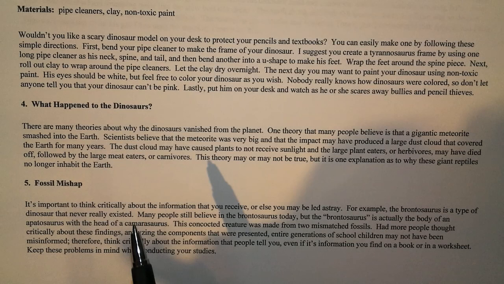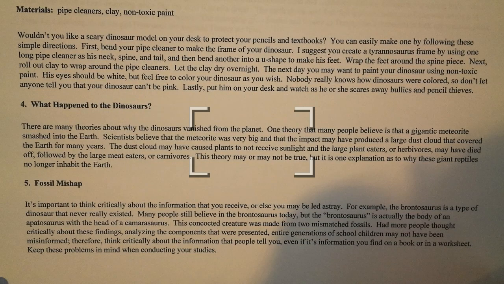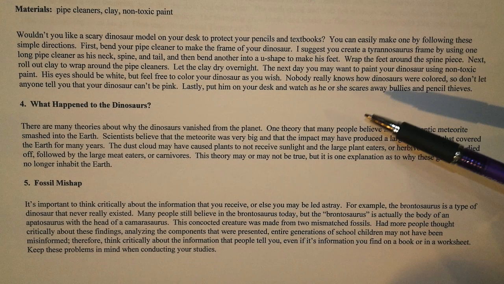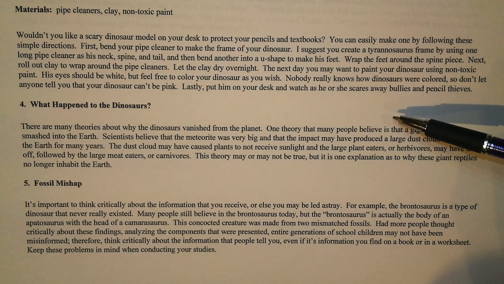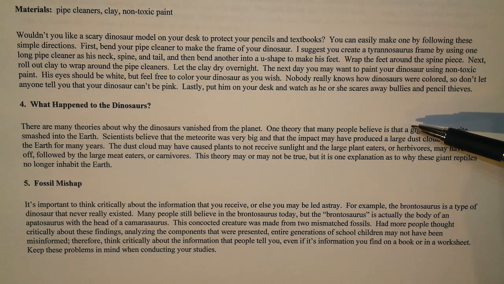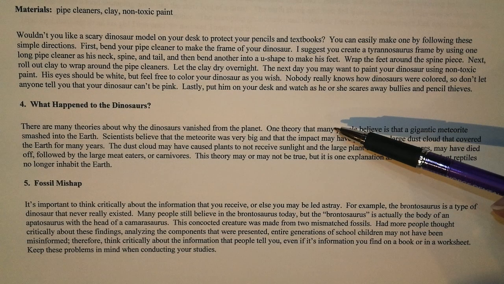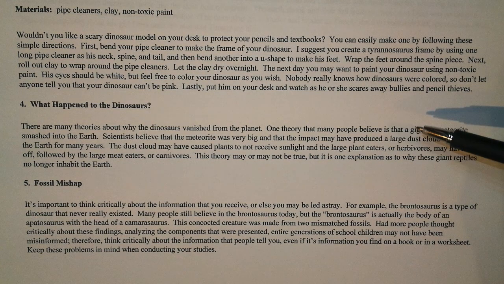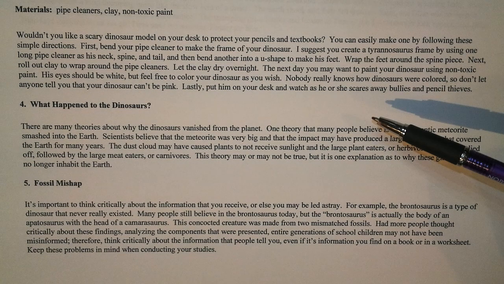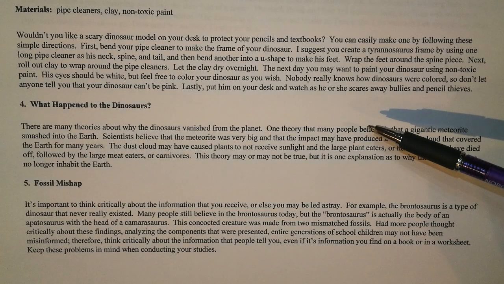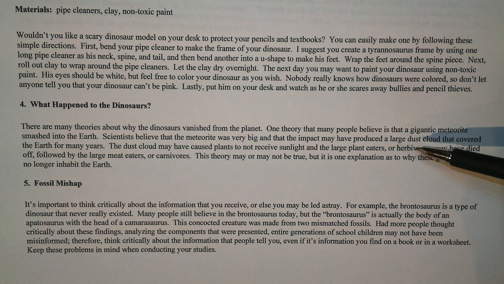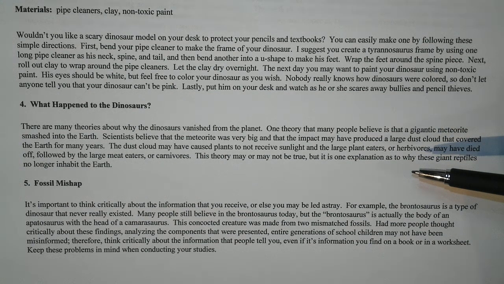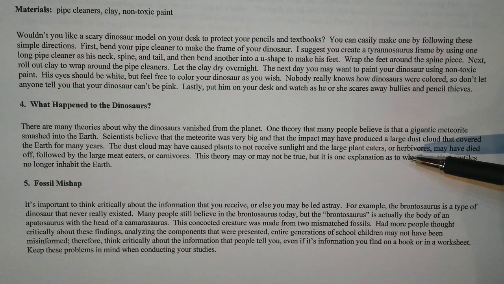There are many theories about why the dinosaurs vanished from the planet. One theory that many people believe is that a gigantic meteorite smashed into the Earth. Scientists believe that the meteorite was very big and that the impact may have produced a large dust cloud that covered the Earth for many years. The dust cloud may have caused plants not to receive sunlight, and large plant eaters or herbivores may have died off, followed by the large meat eaters or carnivores. This theory may or may not be true, but it is one explanation as to why these giant reptiles no longer inhabit the Earth.